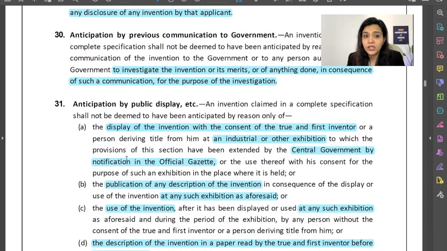So be very careful, because this section speaks about investigation by the government. So in case of investigation, or for the purpose of investigation, if you are communicating your invention to the government, that is okay. It would not be considered as anticipation.